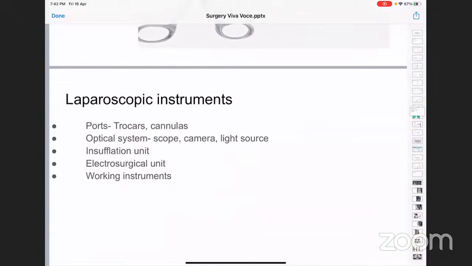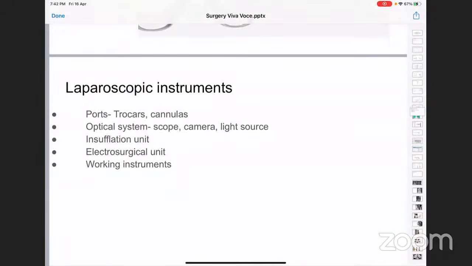So these were a few important instruments that we use during open or conventional surgery. I am sure that the UG VIVA will not really ask a lot about laparoscopic instruments, but it is useful to have some degree of familiarity with these instruments. Most laparoscopic instruments are either instruments that you use at the ports, which are trocars and cannulas, or instruments which form a part of the optical system, which helps you see inside the abdominal cavity, which include the scope, camera, and the light source.